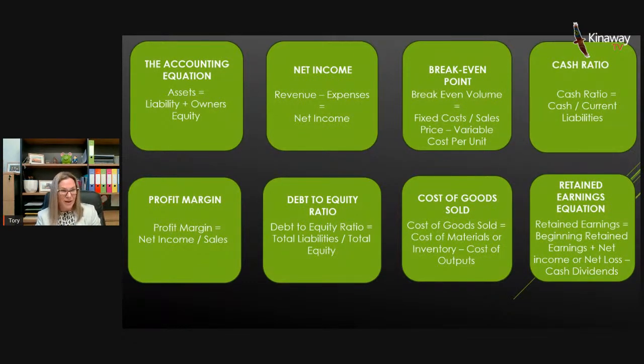For your profit margin, the equation is your net income divided by sales. Net income, what does this mean for you? Well, net income is the total amount of money your business has made after the expenses have been removed. The sales are the total amount of sales that you generated for the period. So when you divide your net income by your sales, you'll get your business profit margin.